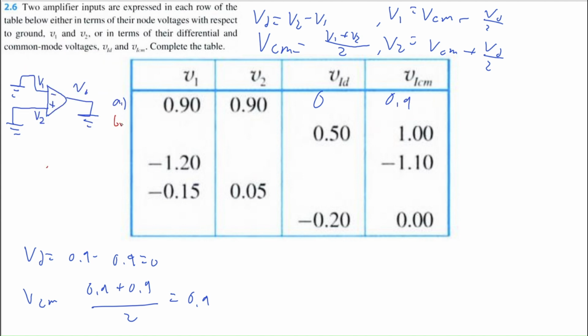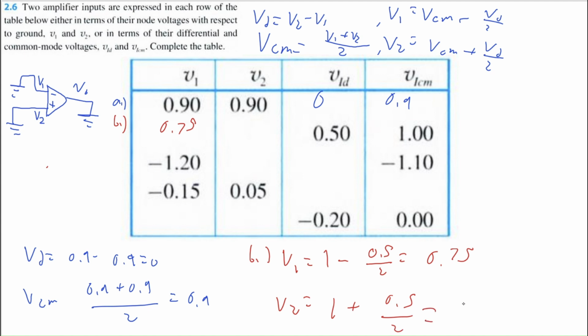Okay, let's start solving for row B. We have VD and VCM this time, so you can solve for V1 and V2 directly. V1 is equal to VCM, 1, minus VD divided by 2. 0.5 divided by 2 is just 0.25, so it's going to be 0.75. And then V2 is just 1 plus 0.5 divided by 2, so we're just adding 0.25 to make it 1.25.